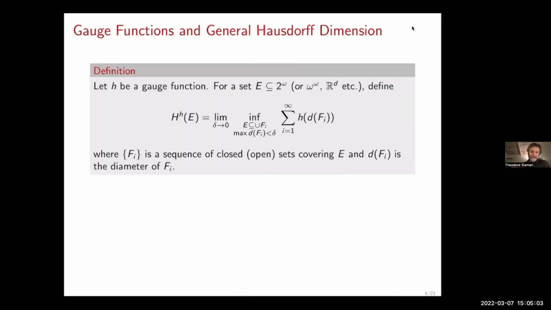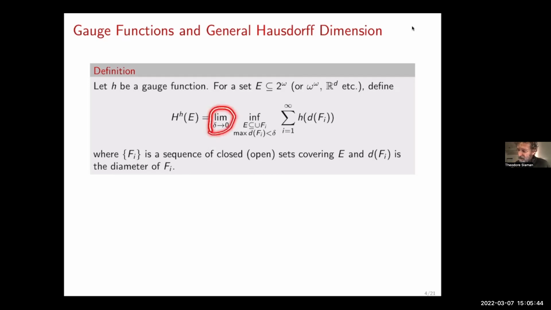Then, if you have a gauge function, you can define from it a measure. And this is a small generalization of the classical Hausdorff measures. So here's the definition. If you haven't immersed yourself in Hausdorff dimension, it's worth lingering for a moment over the definition. Capital H stands for Hausdorff, little h stands for one of these gauge functions, and the outer measure of a set E is the limit as delta goes to 0.